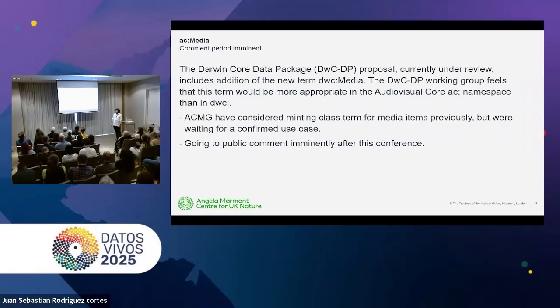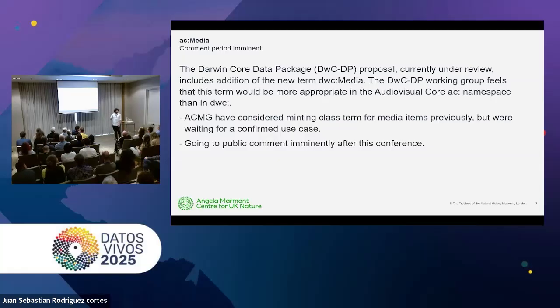One thing that's come up is we've never created a class for media items. I know it's been discussed several times over the years, but the time has come. As part of the Darwin Core data package, there's a need to create a class term for media items, and it makes more sense to have that in Audiovisual Core rather than Darwin Core. This will go to public comment possibly today or tomorrow, so keep an eye out for that one.